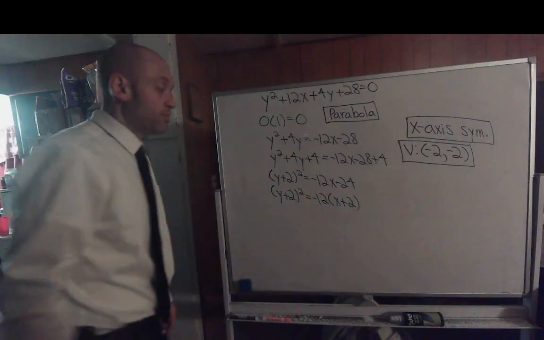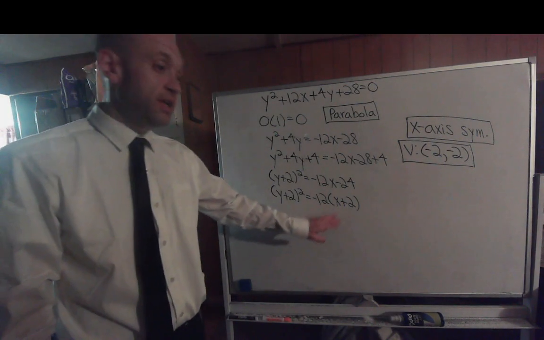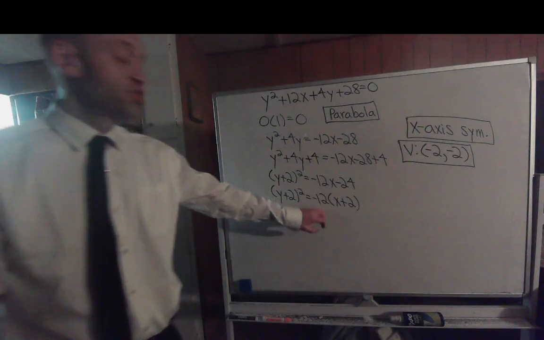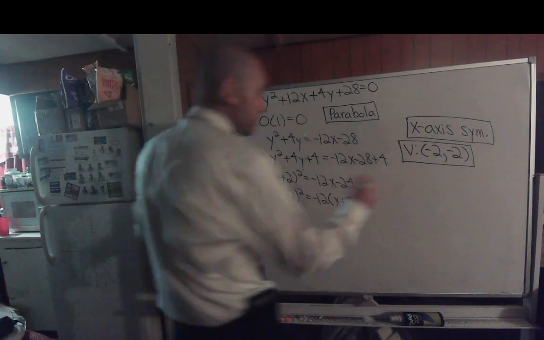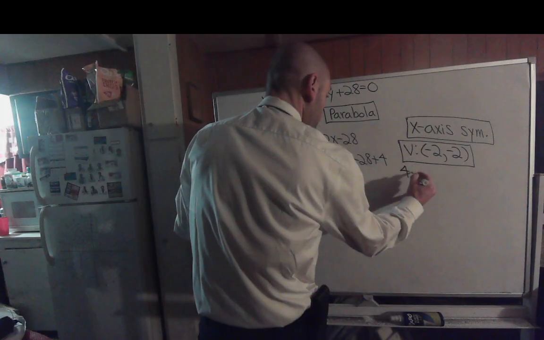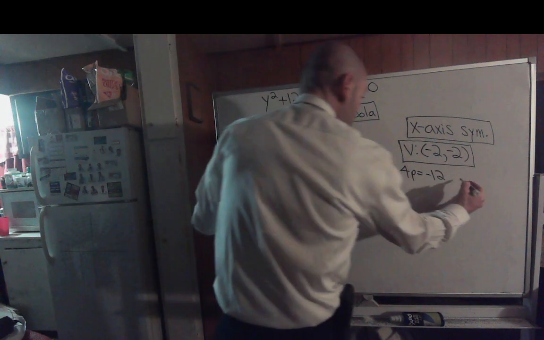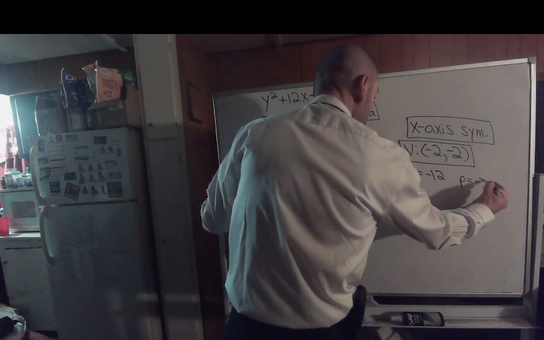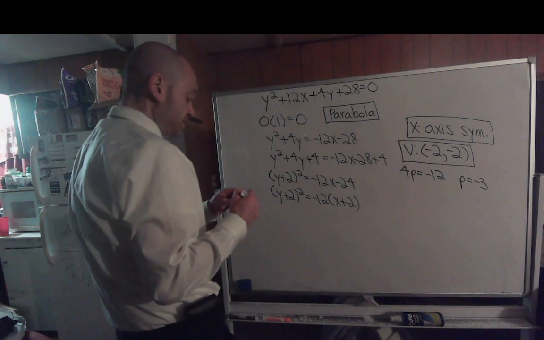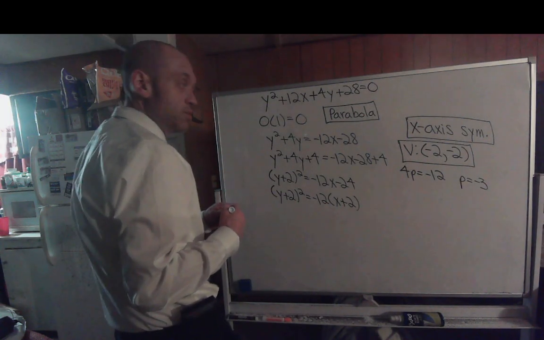Now, what do we remember about the coefficient on the linear quantity? It's actually 4p equals that coefficient. So 4p is going to equal that negative 12, which means p equals negative 3. Alright, that's great. We found the p, so what do we do with it?